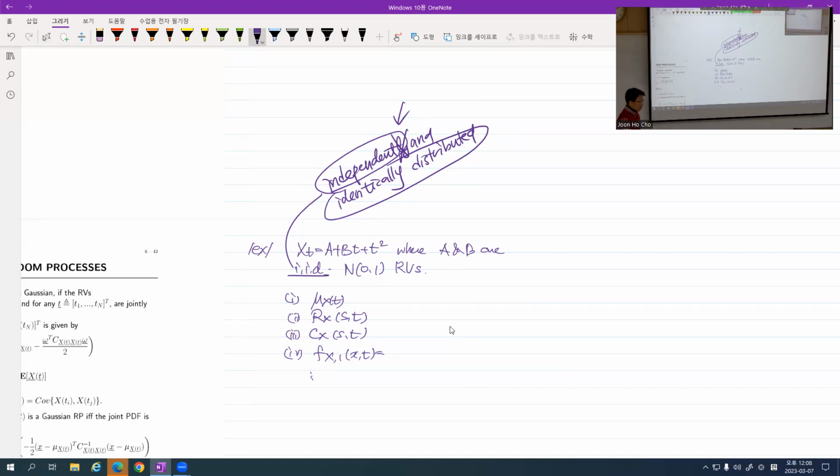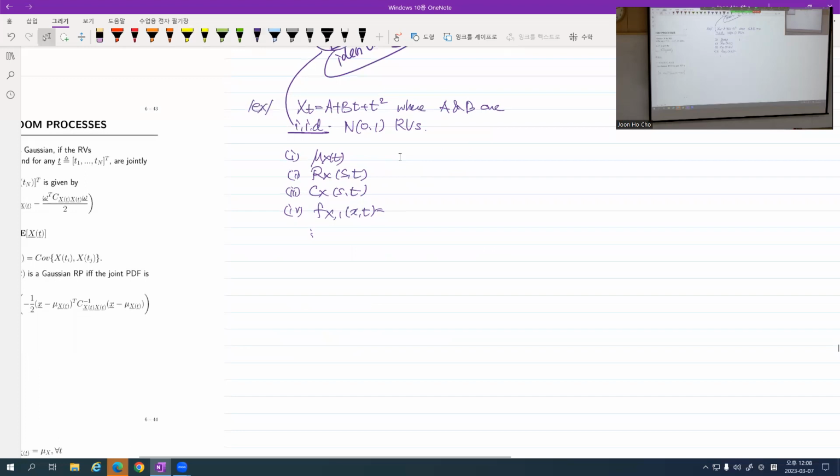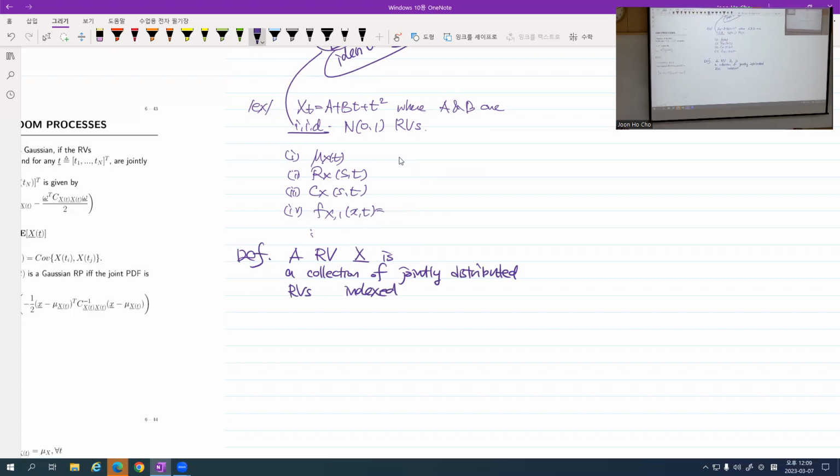It seems some of you may say, "Hey, professor, I do not remember anything about Gaussian random vector." And it's really frustrating. Okay, let me deviate more. Definition. A random vector X is a collection of jointly distributed random variables indexed by 1, 2, dot, dot, dot, n. Okay?